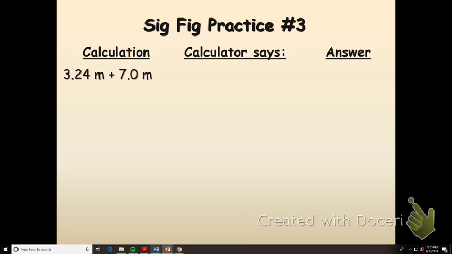So I'm going to show the calculation like I did before, what the calculator says, and then you figure out what the answer should be. And this is when you should pause anytime I put calculator says.